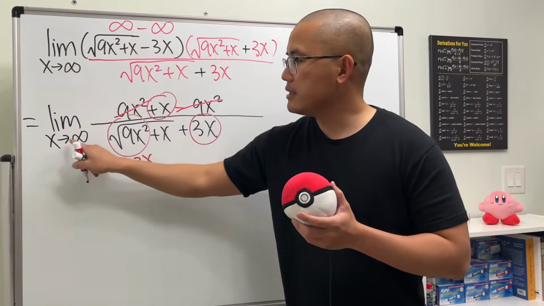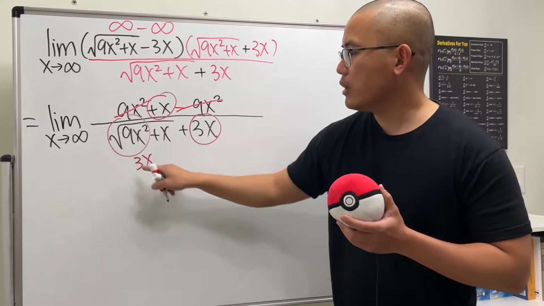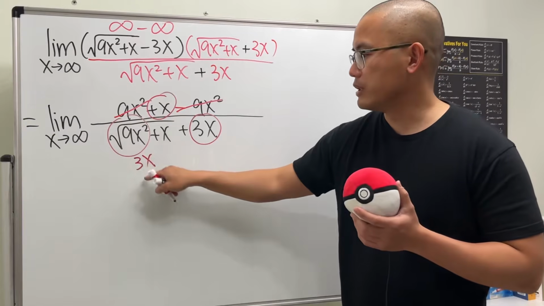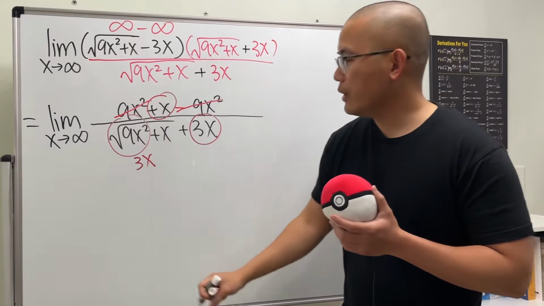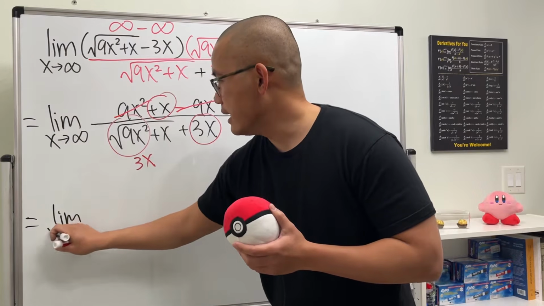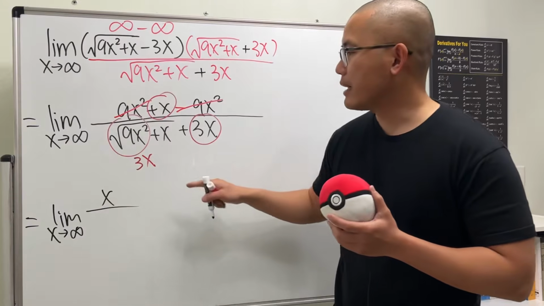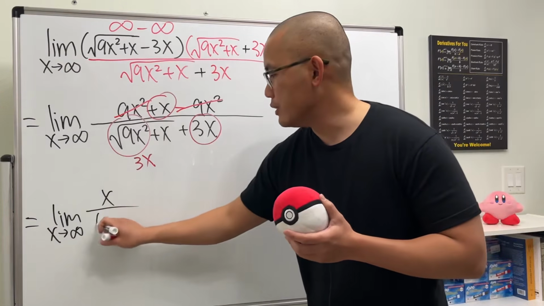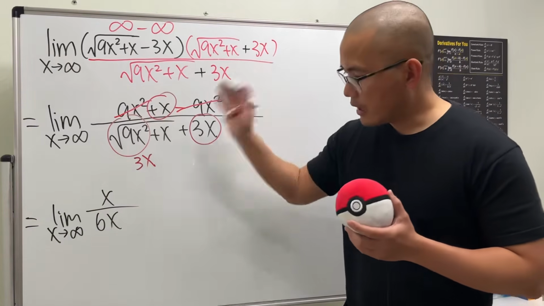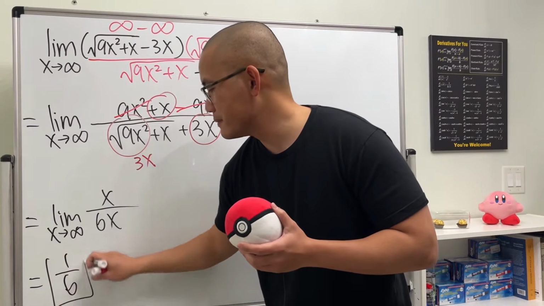And you see, x is approaching positive infinity. So this and that cancel out to just be x. You don't have to put the absolute value, alright? So in the end, we are looking at the limit as x approaching infinity. On the top, we have x. On the bottom, we have this and that together, which is 6x. Cancel out the x, and you know the answer will just be 1 over 6.